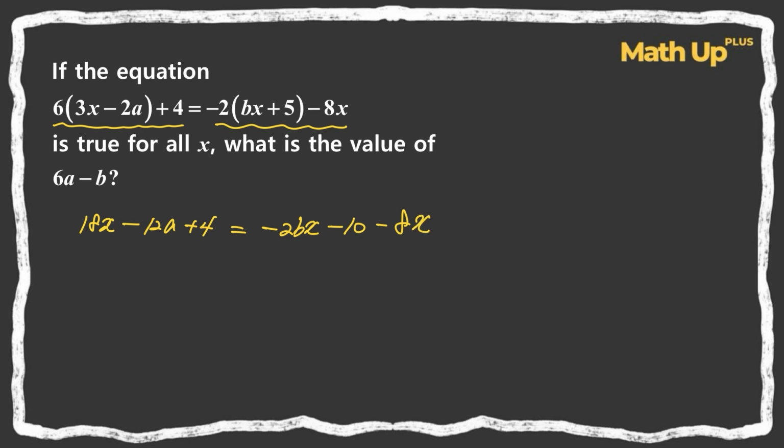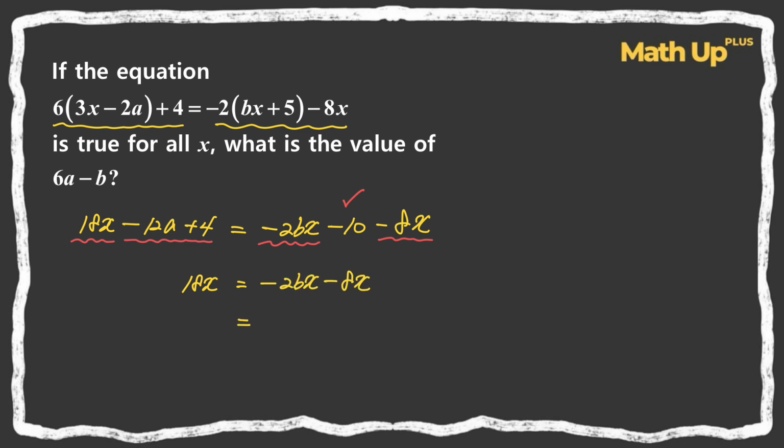So on the left-hand side, we have linear term 18x and the constant negative 12a plus 4. On the right-hand side, we have linear term negative 2bx minus 8x and constant negative 10. Since this equation has infinitely many solutions, we must have the same linear term and the same constant. So first, 18x must be equal to negative 2bx minus 8x.